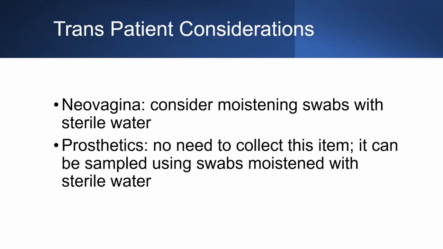Trans patient considerations. Neovagina: consider moistening swabs with sterile water, similar to an external genitalia sample. Prosthetics: there is no need to collect this type of item. It can be sampled using swabs moistened with sterile water, similar to an external genitalia swab.